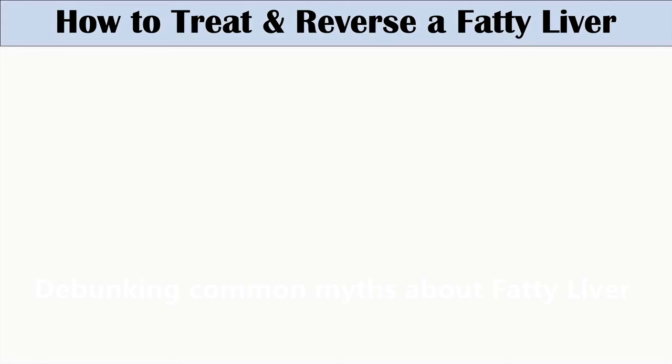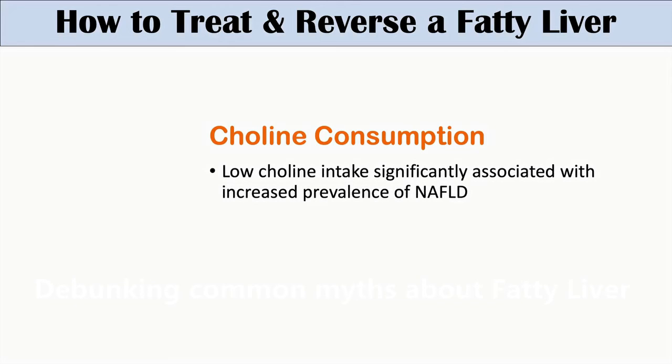And the last thing I want to talk about with regards to treating and reversing a fatty liver is very, very important: choline consumption. So choline consumption has been actually found to be very important with regards to onset and progression of non-alcoholic fatty liver disease. Low choline intake is significantly associated with increased prevalence of non-alcoholic fatty liver disease. So the liver is the main site of choline metabolism, and choline metabolism can be altered by your genetics, by different hormonal imbalances. So it's very important to get enough choline in your diet.